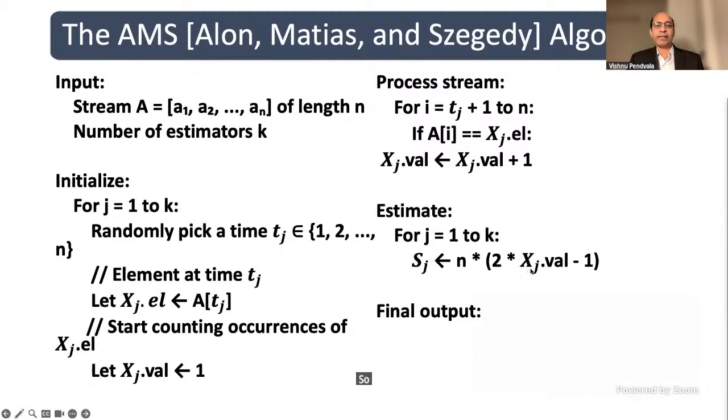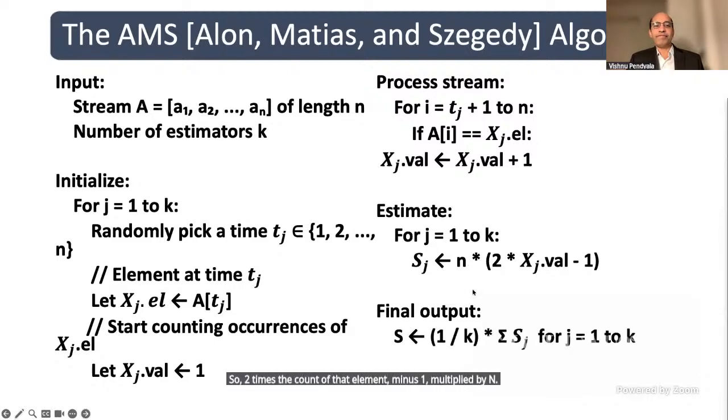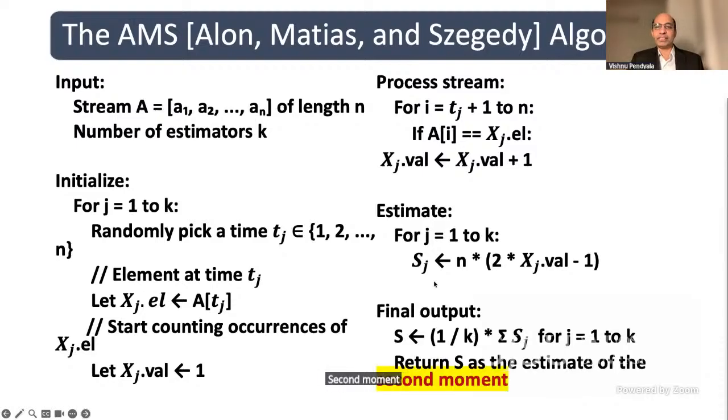So 2 times the count of that element minus 1, multiplied by n. And then the final output is the average of all those values. You compute the average of these numbers, and that is the estimate for the second moment. So that is the interesting part. For each element x, we store x.el and x.val. X.el corresponds to the item i, and val corresponds to the count of the item i.